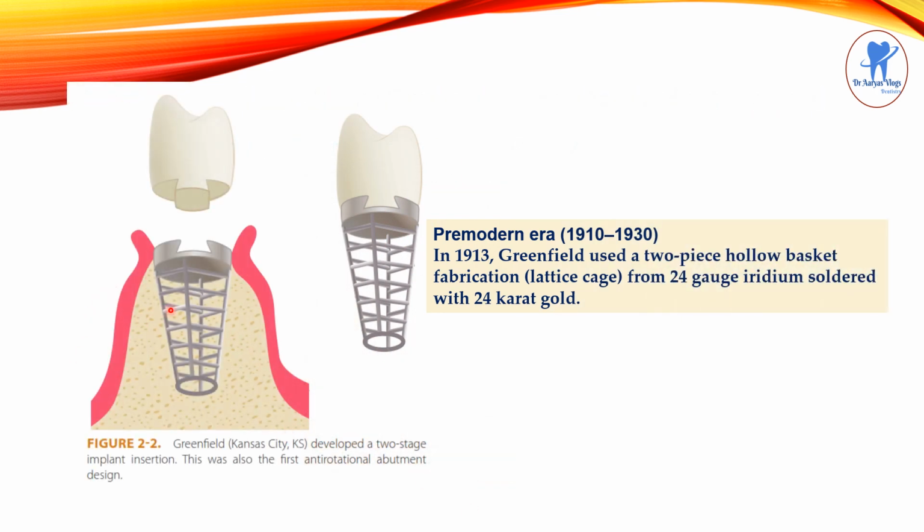In 1913, Greenfield used a 2-piece hollow basket fabrication, that is a lattice cage, from 24 gauge iridium soldered with 24 karat gold. Greenfield developed a 2-stage implant insertion. This was also the first anti-rotational abutment design.